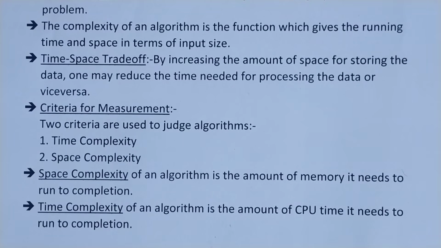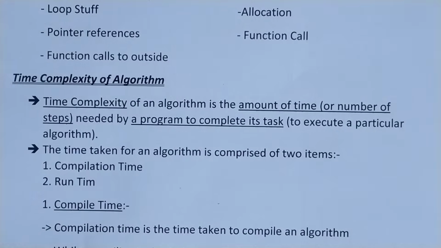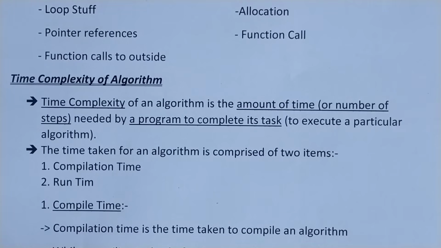Two criteria for measuring complexity of algorithm are: first is time complexity and second is space complexity. Space complexity is actually the amount of memory it needs to run the program to completion, and time complexity of an algorithm is the amount of CPU time it needs to run the program to completion. Time complexity of an algorithm is actually the amount of CPU time or number of steps needed by the program to complete its execution.